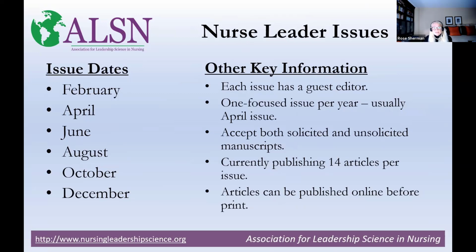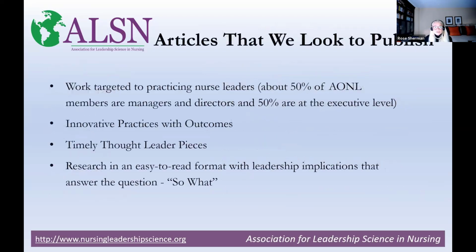We accept both solicited and unsolicited manuscripts. Currently, I feel very fortunate about this because although we have a very large print distribution, I'm able to put 14 articles in every issue, and that's separate from the columns and other things that we have in the journal. And as I mentioned, articles can be published online before print. We also offer an option for open access, and sometimes we get companies like Press Ganey or Vizient that want to go open access on their articles, and they have the ability to pay Elsevier to be able to do that if they plan to use it in marketing with their customers.